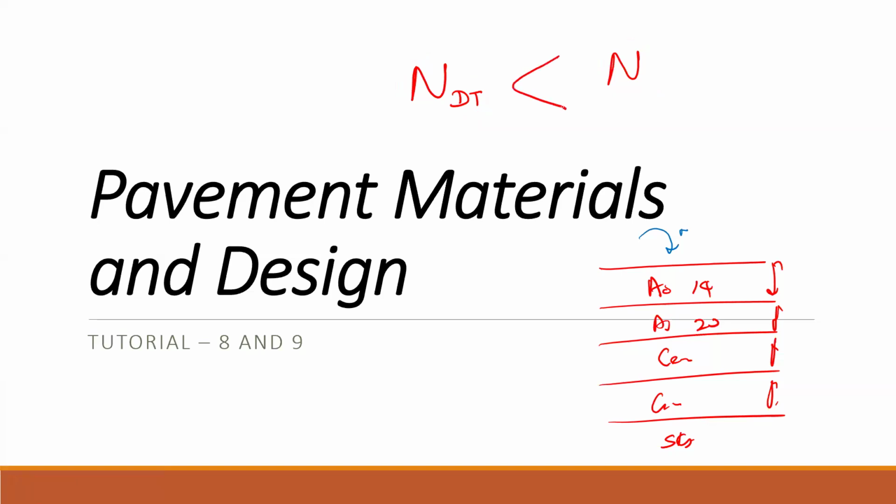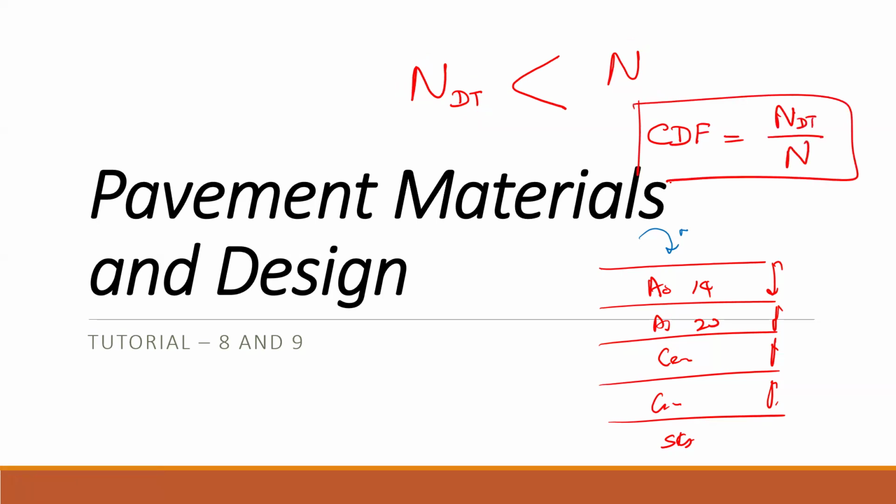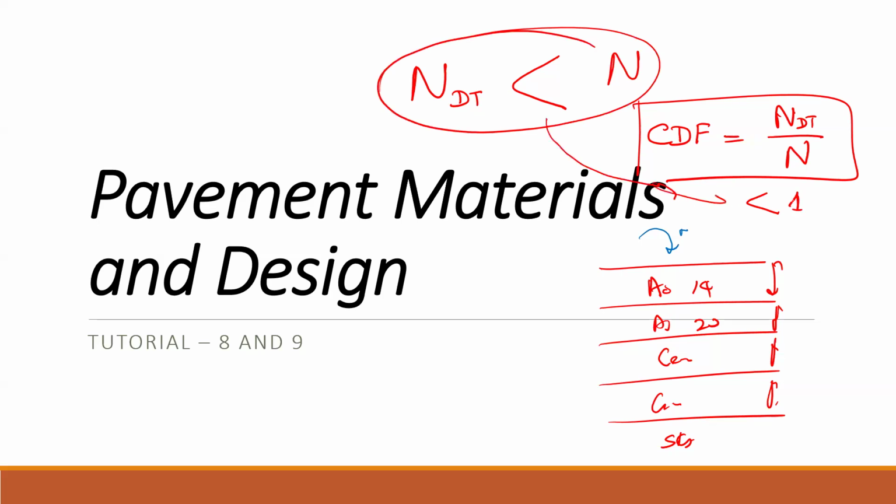Am I right? And in your practical, we define another parameter called CDF. CDF is NDT divided by N. So if you look at the cumulative damage factor, CDF, it should be less than 1. Am I right? Because to satisfy this condition, the CDF needs to be less than 1. Agree?